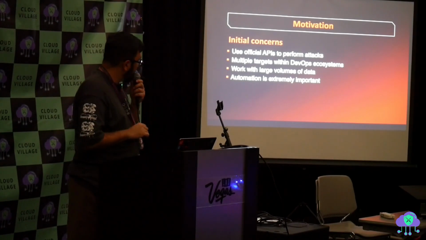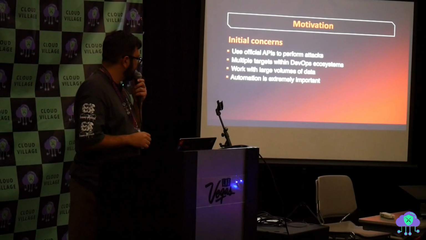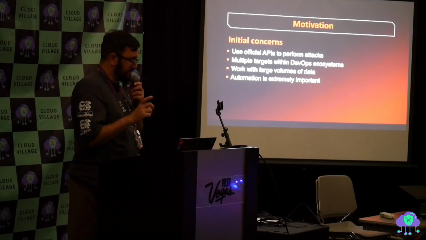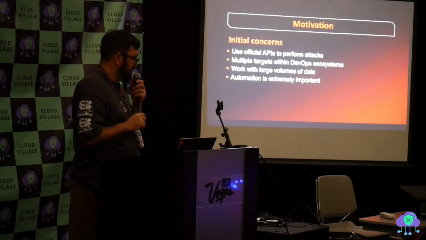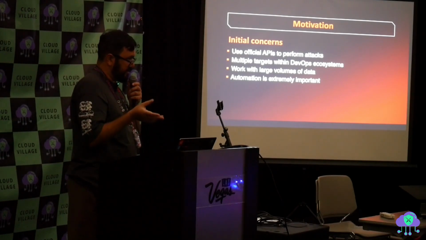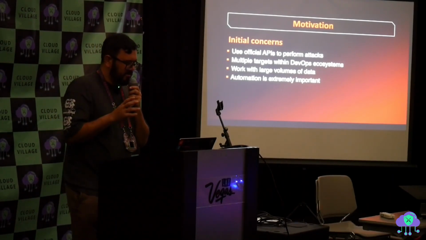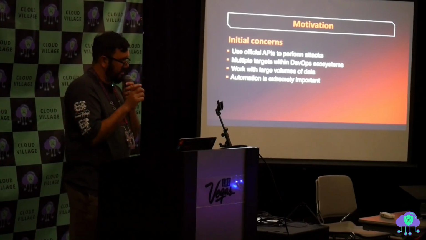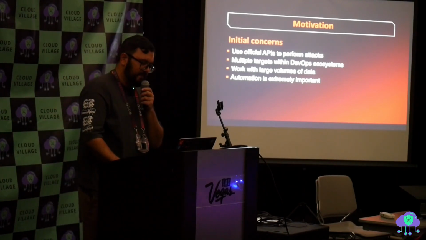And third, the tool needs to be able to handle large volumes of data. I put this here because usually when I'm pen testing a CI/CD pipeline, you get access to a lot of information. You usually get access to things like source code, container images, and a lot of credentials. So it's usually a very large volume of data, especially if you do this on a real DevOps environment. So these were my initial concerns about Epyon.